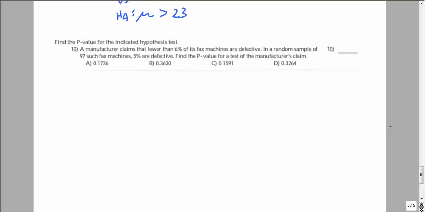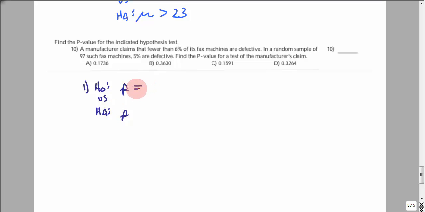For this next one, it says find the p-value. Okay, so that means we're going to be using some tables here. It says a manufacturer claims that fewer than 6% of its fax machines are defective. Well, right now I see that we have a percentage, so I think we're probably using a p hat or a proportion that's testing p. So for step 1 here, I'm going to state H0 and HA. So I think we're working with p here.